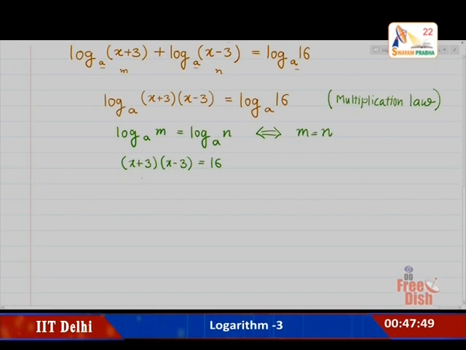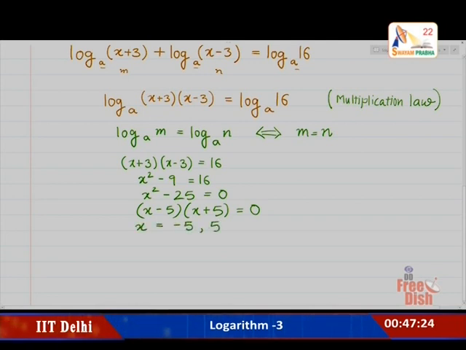What does that mean? Then you might be knowing better than me. It's x square minus 9 is equal to 16. That is x square minus 25, which is equal to 0. That is x minus 5 into x plus 5 is equal to 0, which simply means x can take two values, one is minus 5, other one is 5.